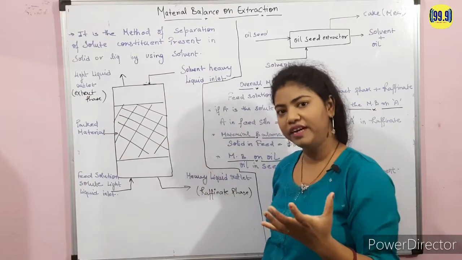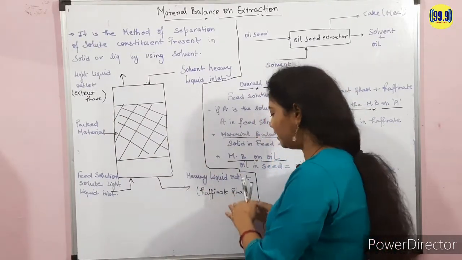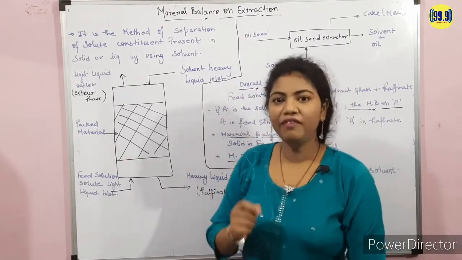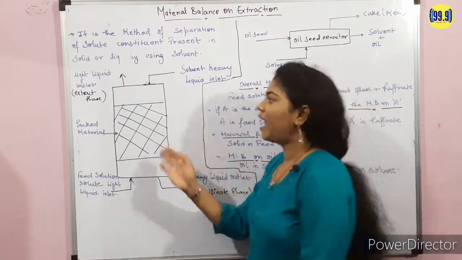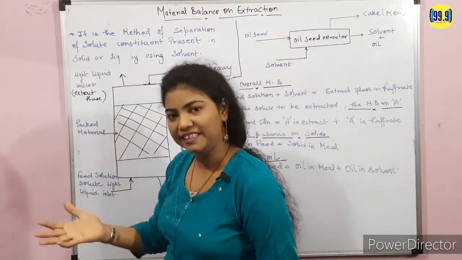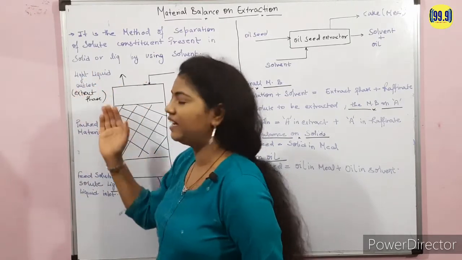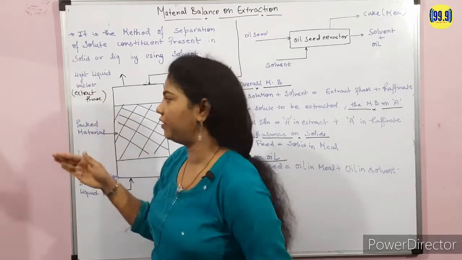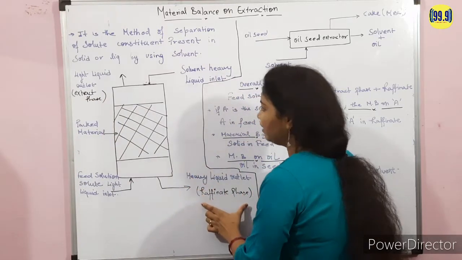So what is the raffinate phase and the extract phase? Basically, the raffinate phase is the solute-lean phase, in which the heavy liquid is present, and in the case of the extract phase, it is the solvent rich with a light liquid. So this is the difference between the extract phase and the raffinate phase.